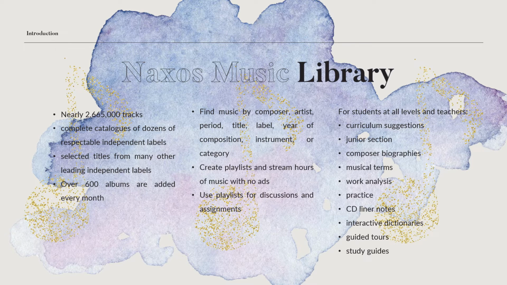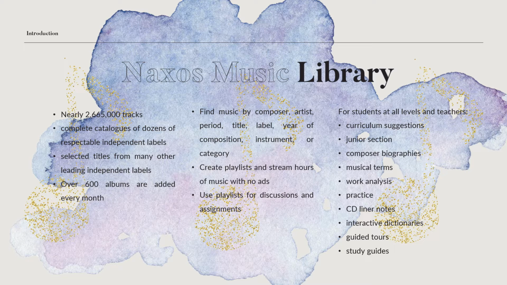The Naxos Music Library is the most comprehensive collection of classical music available in an online source and is offered free through many libraries. This educational resource offers nearly 2,665,000 tracks, including the complete catalogs of dozens of respected independent labels. Over 600 albums are added every month from a wide variety of classical music stretching back to the Baroque era and across the world.